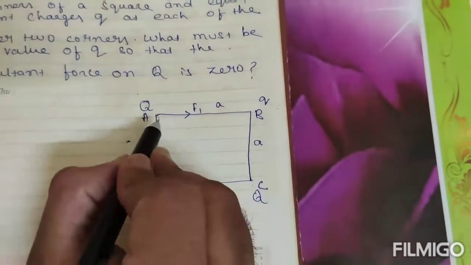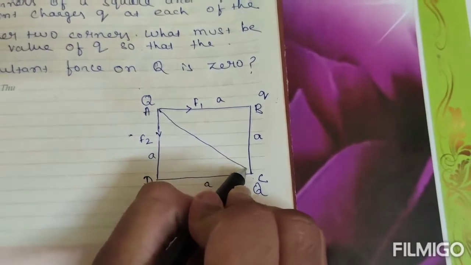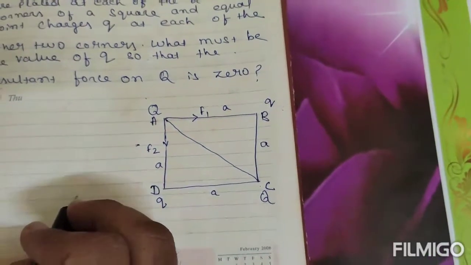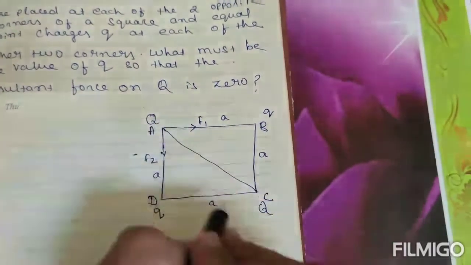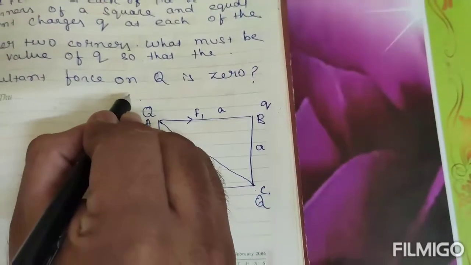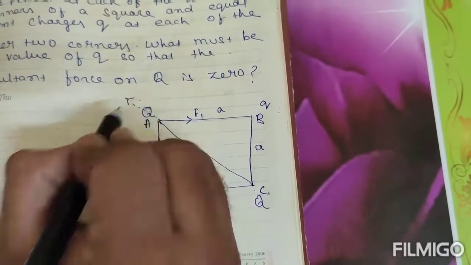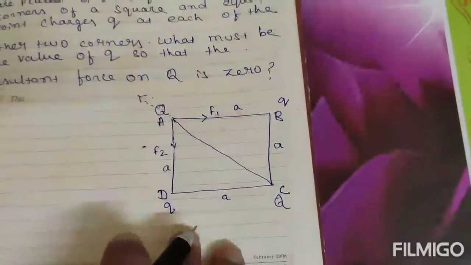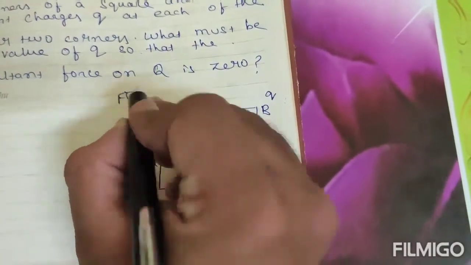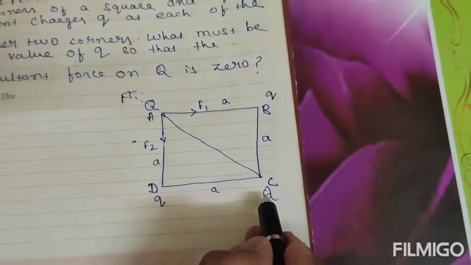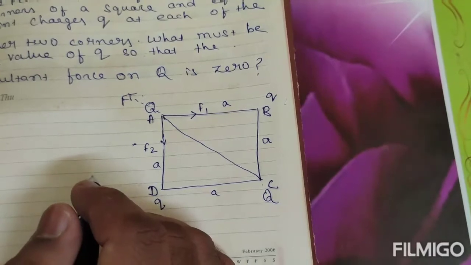Okay, so let us draw a diagonal. Okay, so this Q, suppose this is plus or minus, what will happen? It will repel, so the direction is like this. This is one force, let us take it as F. This force, who is applying? This Q is applying a force on this one, so the direction is like this.